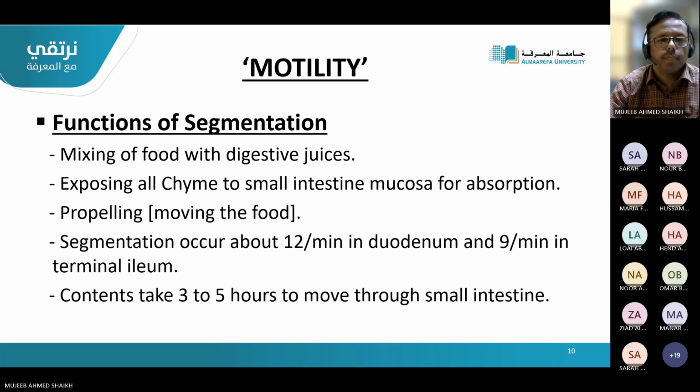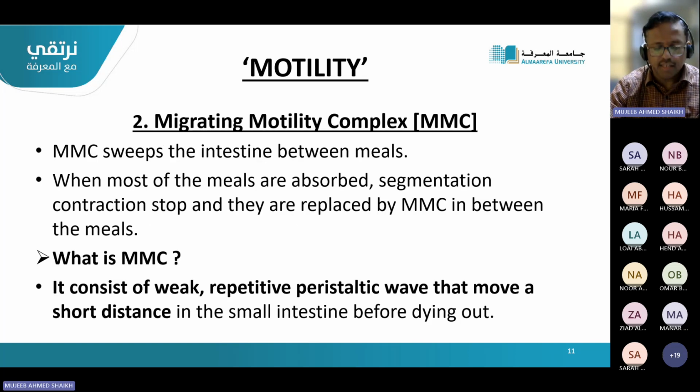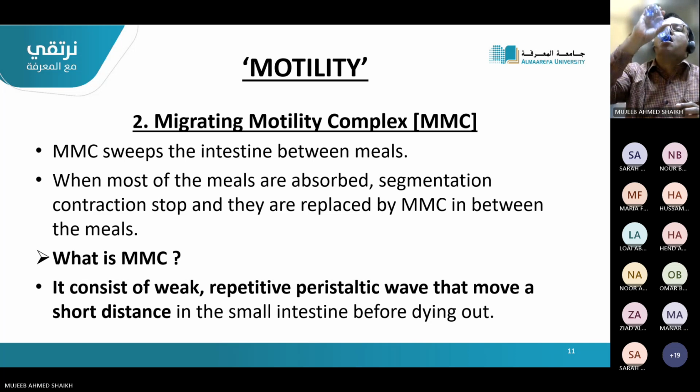Okay. Any difficulty in understanding the segmentation contraction? Are you listening to me? Yes, clear, doctor. Yes, yes, doctor.